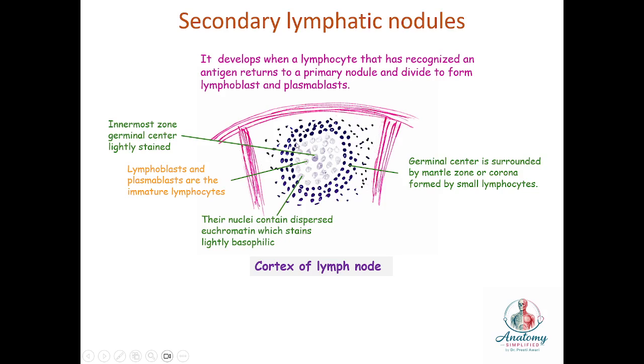It appears as a faintly stained area in the center called the germinal center. Here, the lymphoblasts and plasmablasts are present. These are the immature lymphocytes. Their nuclei contain dispersed euchromatin, which stains lightly basophilic. This germinal center will be surrounded by a mantle zone or corona formed by small lymphocytes, the mature lymphocytes. So when we see a secondary lymphatic nodule, that means the antigen has already entered inside and it has activated the lymphocytes.